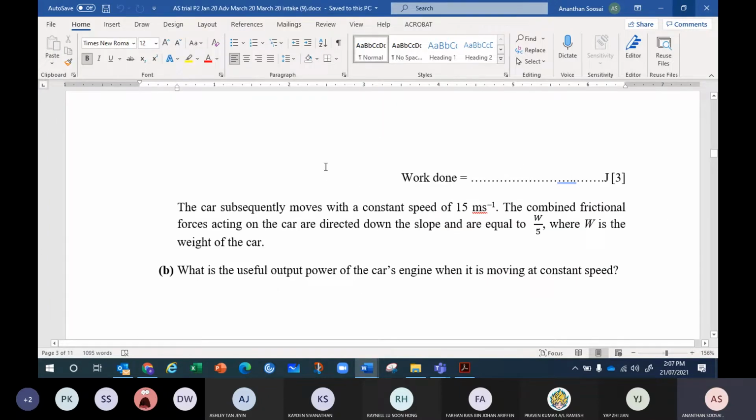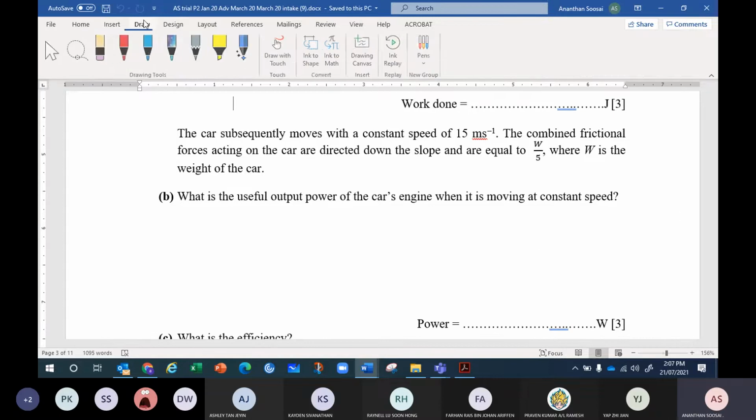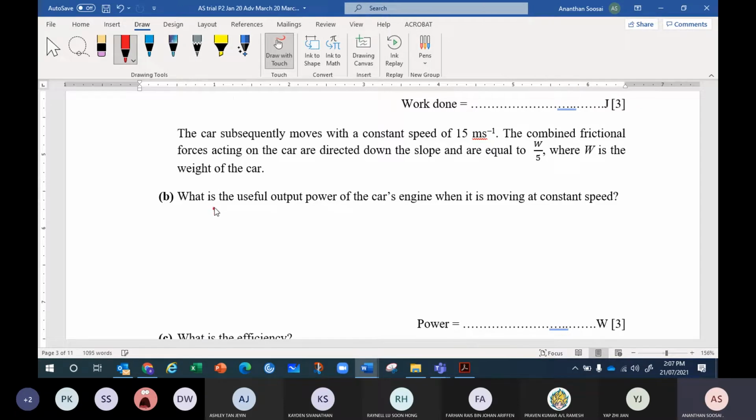Okay, I think I taught you this in this term. What I told you most of the time is, whenever they're asking for an inclined surface, work done by the thrust is equal to what? Gain in EP, gain in EK, heat, right? This is the universal equation. So the question is asking for useful output power of the car engine when it is moving at a constant speed.